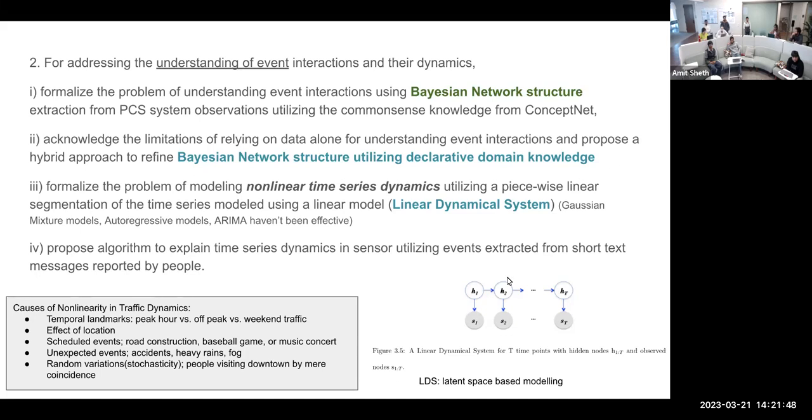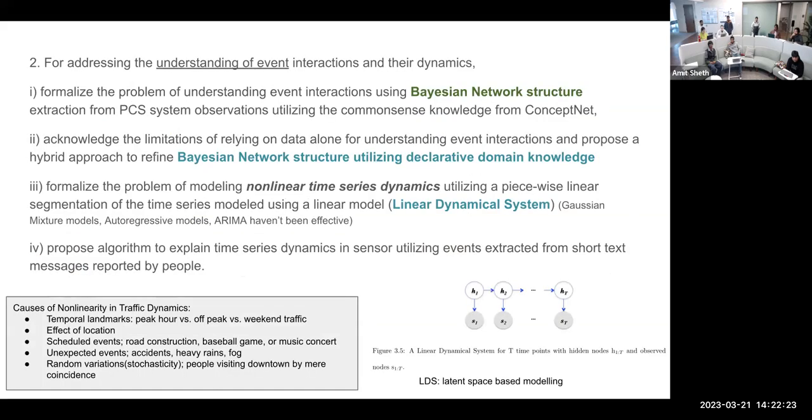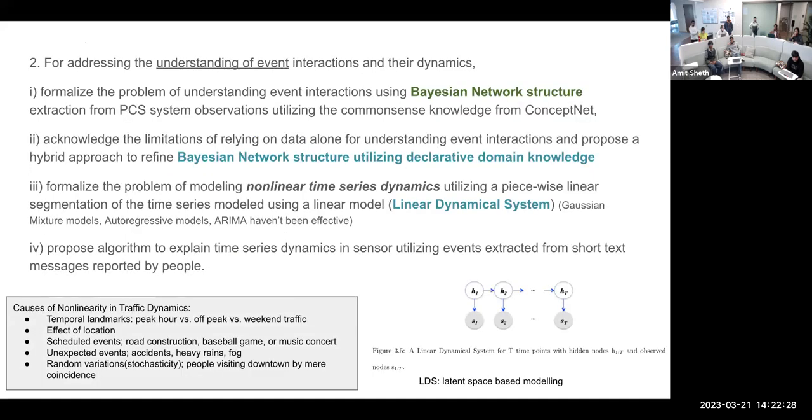So this figure includes a picture of linear dynamical systems, or LDS, which he tries to use to model the nonlinearity in time series. So this LDS is a latent space-based modeling technique. Then he proposes an algorithm to explain these time series dynamics in sensors, utilizing the events extracted from the short text messages that are reported by people. I have described how we have extracted events and understood events.